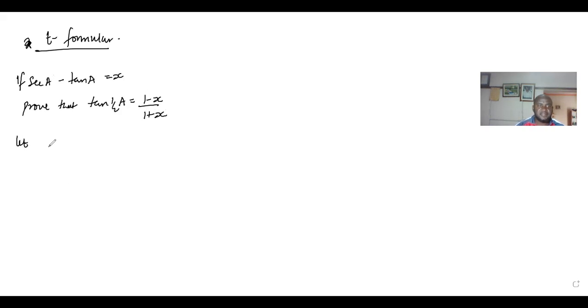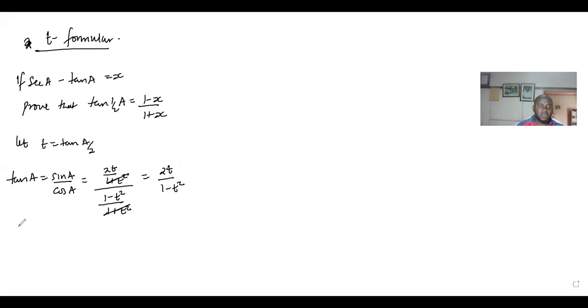If I let t be equal to tan half of A, then what is tan A? Tan A is sin A over cos A, which is 2t over 1 plus t squared, divided by 1 minus t squared over 1 plus t squared. Then we lose the lower one. So tan A is actually 2t over 1 minus t squared, whereas sec A is 1 over cos A. This will be equal to 1 plus t squared over 1 minus t squared.